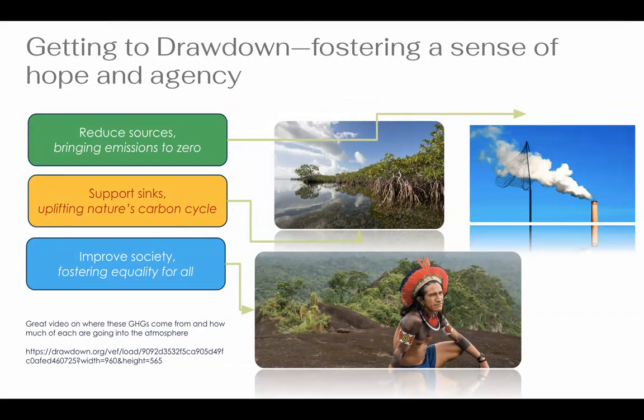So we have to reverse this idea of taking out the carbon from the past, and we have to restore natural sinks so that carbon can be naturally taken out of the environment. That's, for example, agriculture and really tending to the soils, and agriculture can do a lot here. And probably most important, really improve society and foster equity for all.